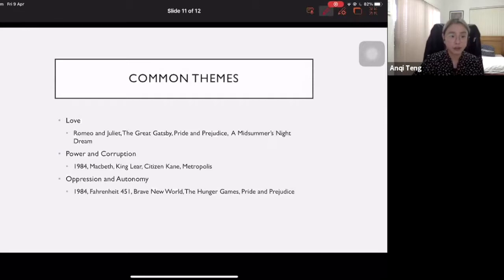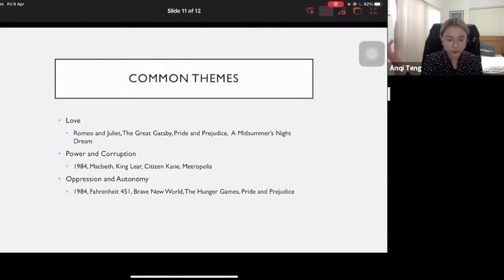Second one, power and corruption, also a really big theme. Here on the slide, I've got 1984, Macbeth, King Lear, Citizen Kane, Metropolis. In those texts, power and corruption is seen as a very negative thing. We see a lot about the negative consequences of power and corruption on our own morality, on the way that we act, on our relationships, etc.